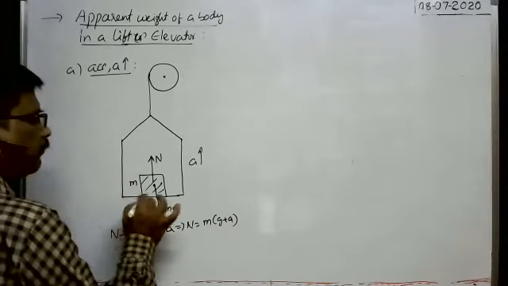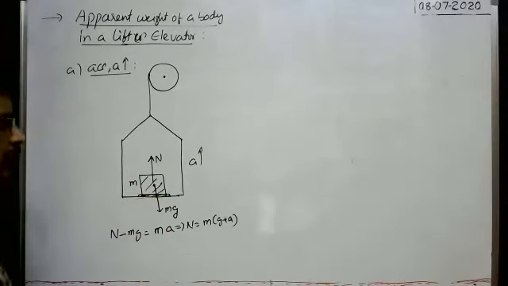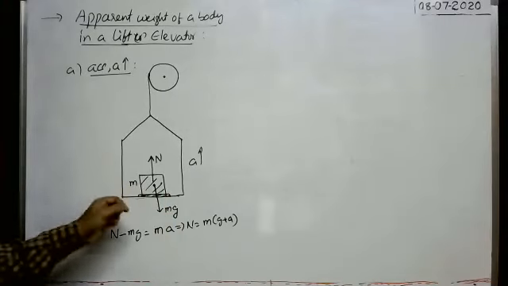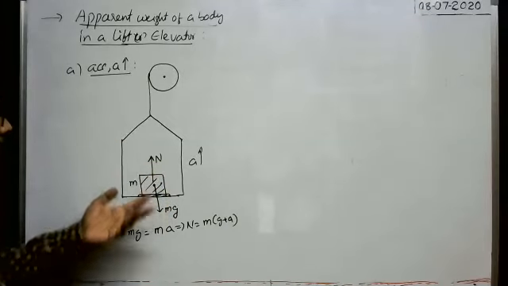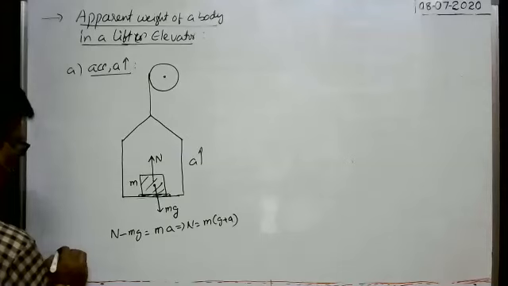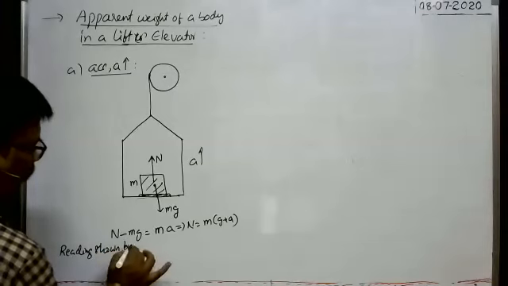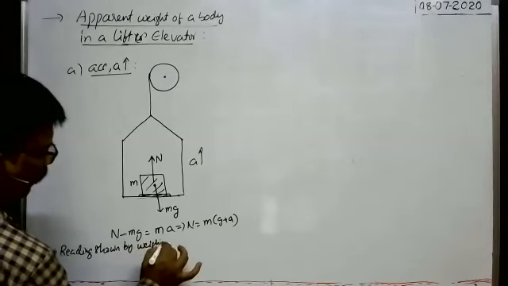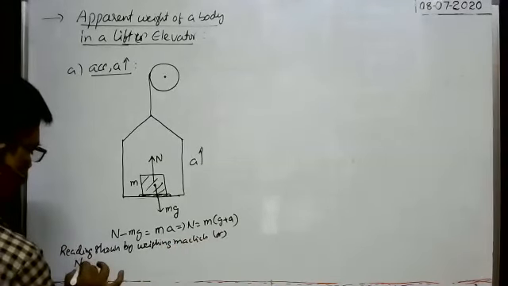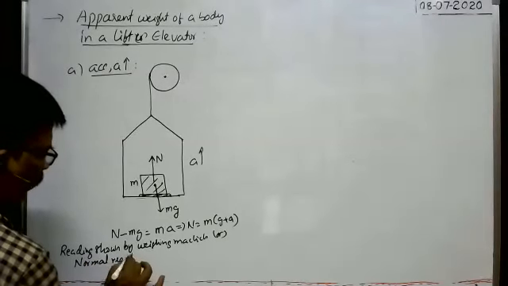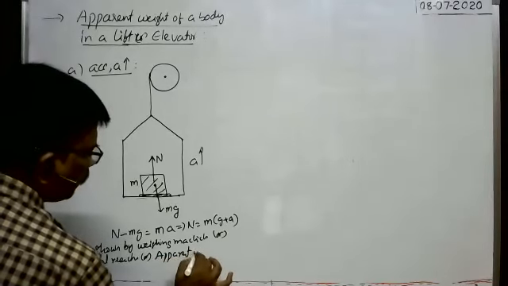Suppose this block is kept on a weighing machine. What is the reading shown by the weighing machine? It is the normal reaction with which the floor of the lift pushes the block upwards. That is the reading shown by the weighing machine, which is equal to the normal reaction, and which is also called the apparent weight of the body.